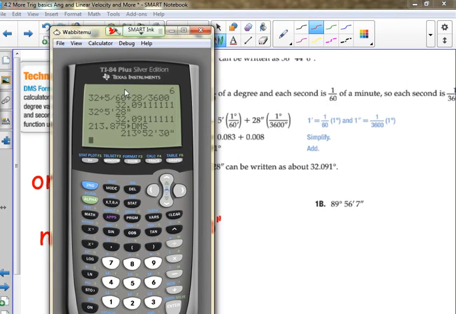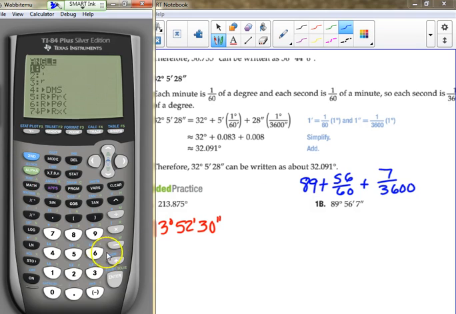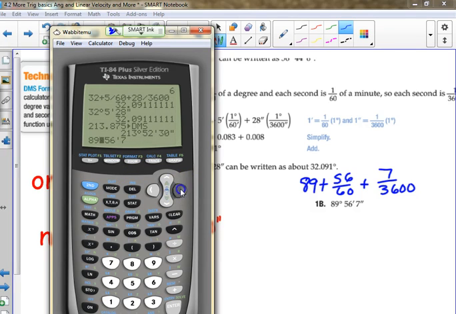All right, the other direction, more of a pain. On the calculator, it would be 89. Now, if you want to do it my way, it's 89 plus 56/60ths plus 7/3600ths, okay? If you want to do it their way with the calculator, it's degrees, minutes, wrong button. Just kidding. Still working. Hang on.